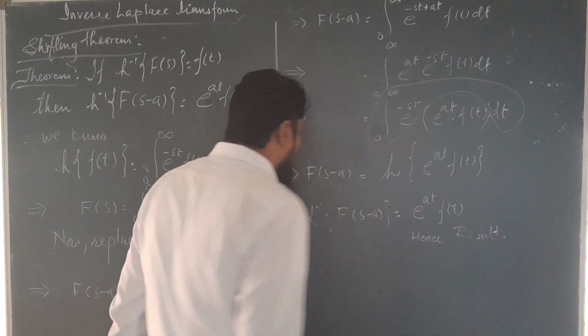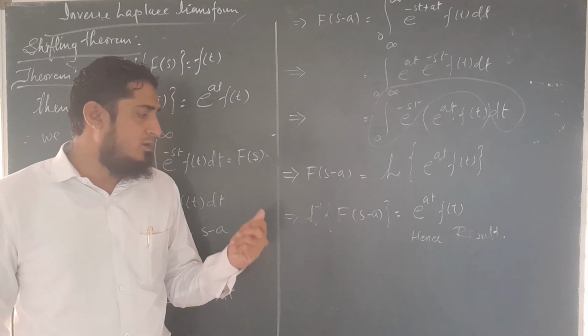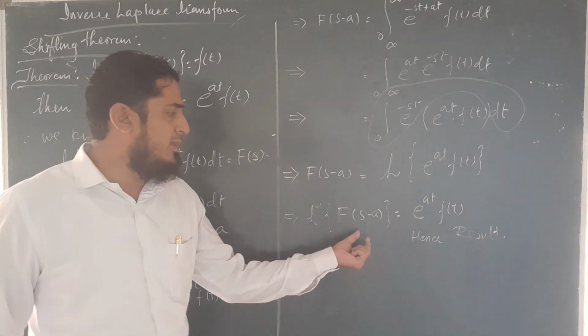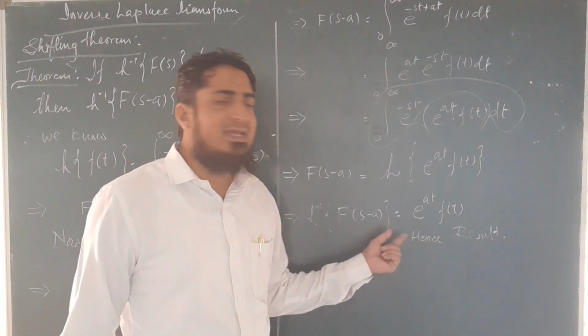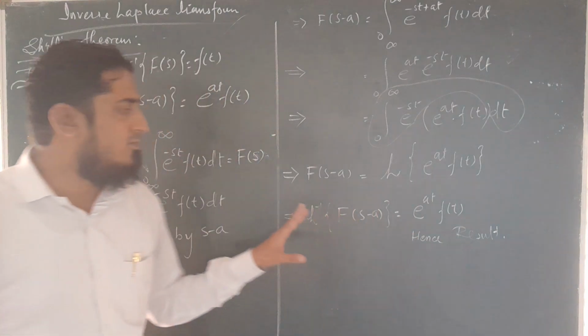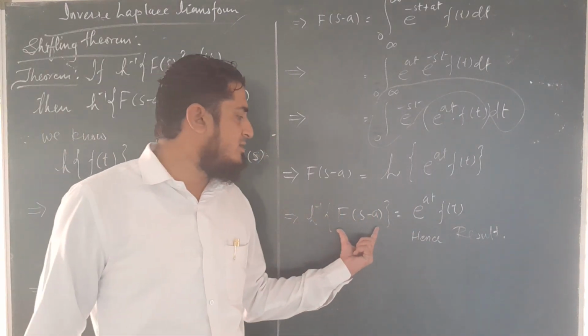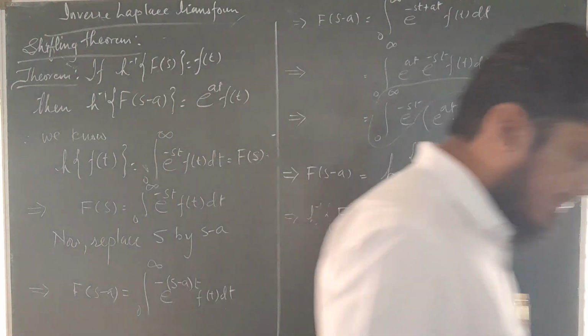So whenever we have a function having the operator s minus a, where a is any constant number, we can directly write e raised to at f of t, and we will get the inverse Laplace transform of f of s minus a is equal to e raised to at f of t.